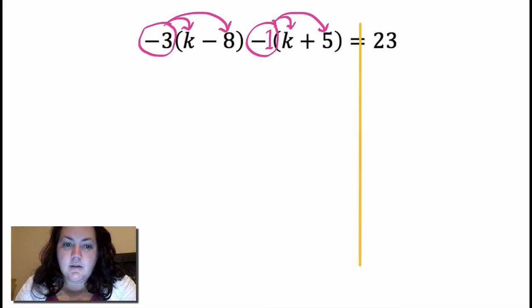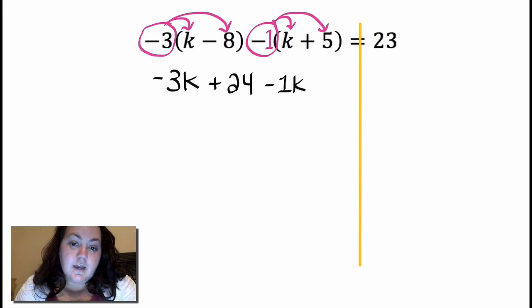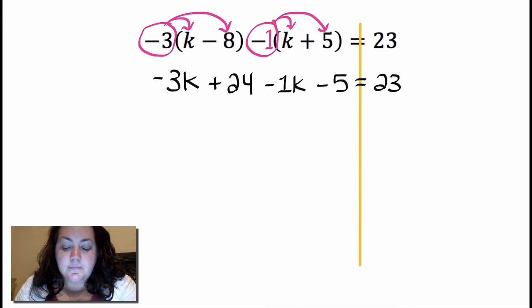So when I distribute the negative 3, times k gives me negative 3k. Negative 3 times negative 8 gives me positive 24. And then the other set I'm distributing a negative 1. Negative 1 times k gives me negative 1k, or just negative k. And negative 1 times 5 gives me negative 5. I bring everything else down.